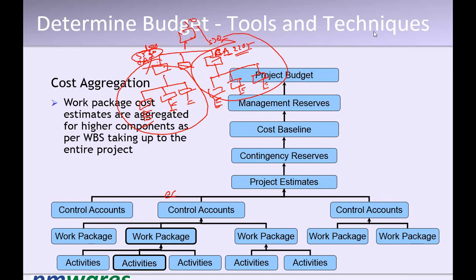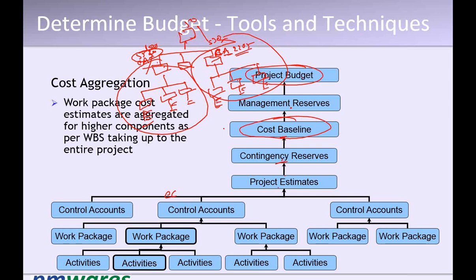But before determining the budget, we need to work on the cost management plan and estimate cost. First you estimate the cost, then you come out with a project estimate, put a contingency reserve on it, and whatever comes out is a cost baseline. So the cost baseline contains the project estimate as well as the contingency reserve. Then there is the management reserve, which gives the total project budget. But this is not what the project manager is supposed to track. What the project manager is supposed to track is this much.